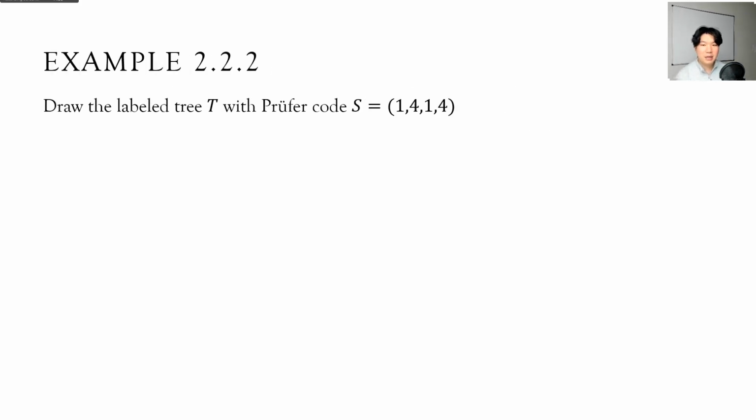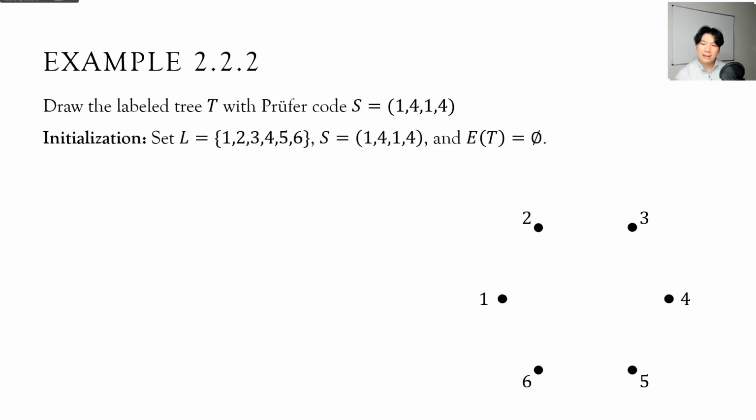Draw the labeled tree T where Prüfer code S is equal to 1, 4, 1, 4. So if I look at this Prüfer code, there are 4 entries, and then there should be 4 plus 2 vertices, or in this case, I have 6 vertices. So let's go ahead and draw it. I have 6 vertices, and I labeled them 1 to 6. Based off my algorithm, my initialization step is L is the numbers 1 to 6, so 2 more than the total number of entries, and S was already given. And right now I have no edges in my graph.